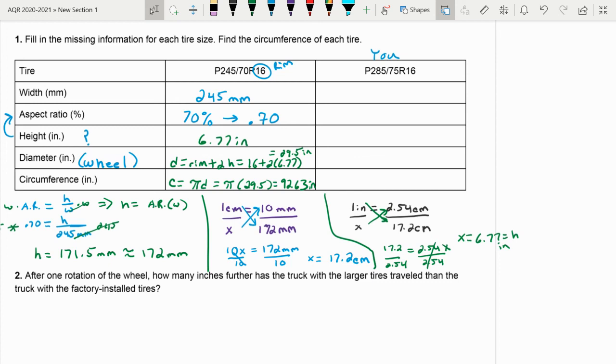I could have just said, all right, Google, how many inches are in 171.5 millimeters? Google would have spit out 6.77 right away, or shown you a conversion calculator. But I just want to show you some of the conversion math behind it, because some college courses don't let you use a calculator or your phone in that way. So that's all you do: take the conversion, make a proportion out of it, and cross multiply.